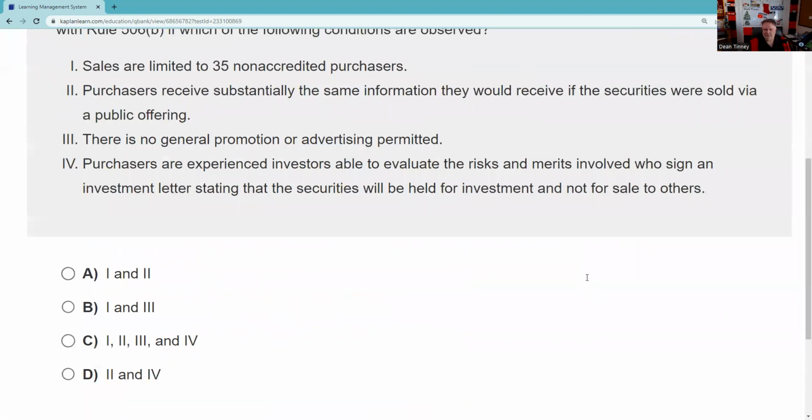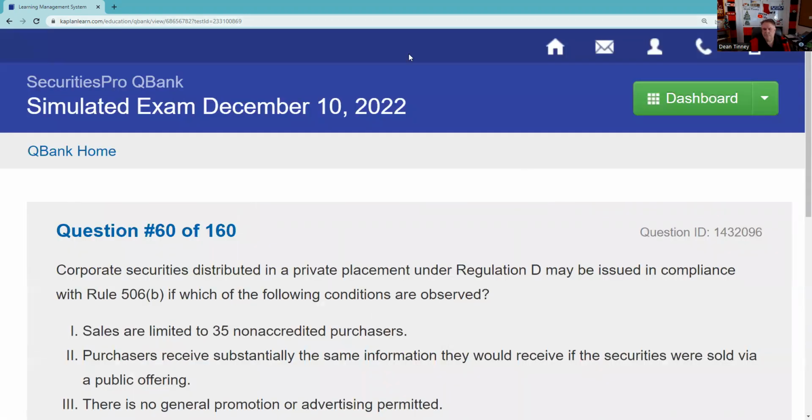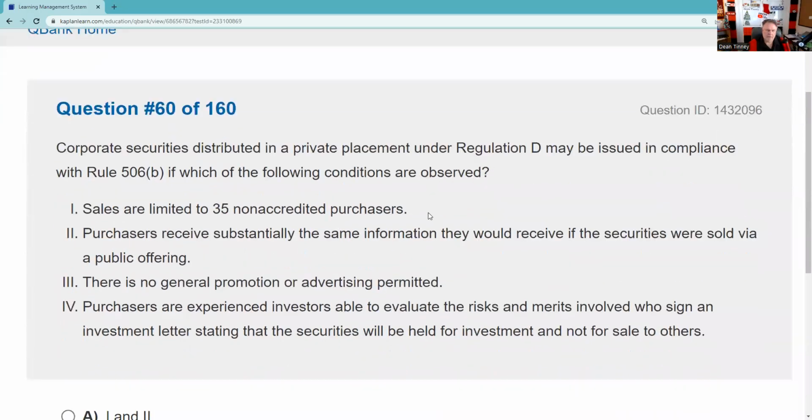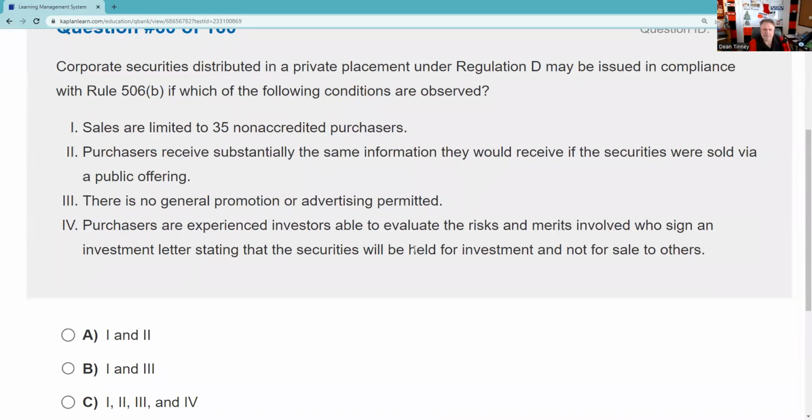Question 60. Corporate securities distributed in a private placement under Reg D may be issued in compliance with 506B. So there's two, 506B and 506C. 506B does allow for 35 non-accredited investors. So 1 is true. That's not true of 506C. In the C version, they all have to be accredited. So 1 is true because it's B.